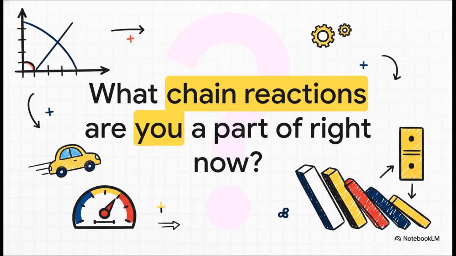And this all leads to a final, really powerful idea. When you think about it, from economics to ecology, everything is connected by these rates of change. And that leaves us with a pretty cool question to ponder. If the rate of change of one tiny thing can affect an entire system, what are the chain reactions that you're a part of right now?